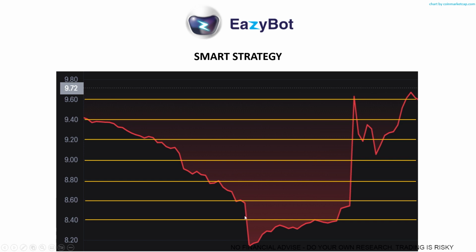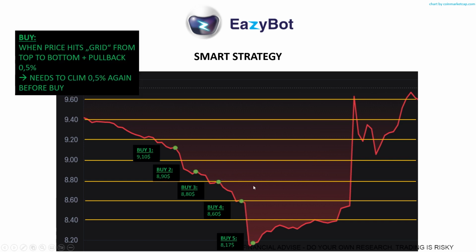We will wait till the price drops all the way down and then buy when it goes back up 0.5%. So in this theoretical example, we would have, for example, 5 buy orders. We go through, back up, go through, back up, and so on. So we have 5 theoretical buy orders right here for a total of $43.58.